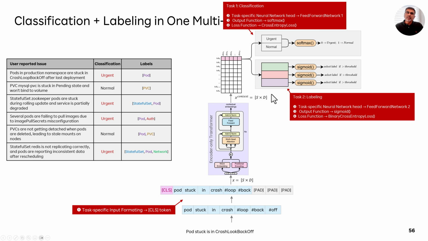And because you're doing multi-label classification, remember, you're not just picking one label out of, let's say, 20 different possible labels. You're saying that multiple labels could apply to an incoming issue. So you're doing multi-label classification. Because of that, what would you use as your output function?